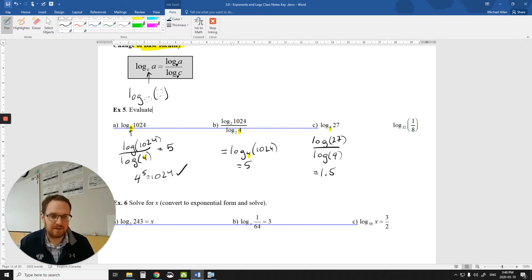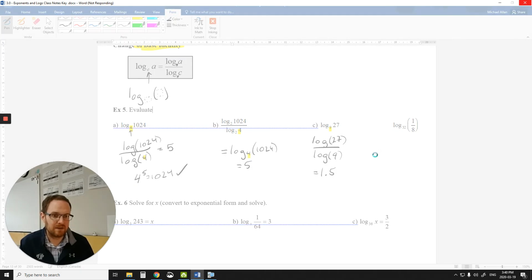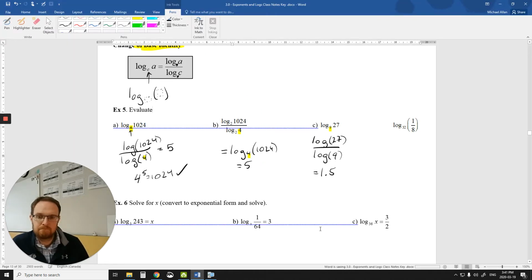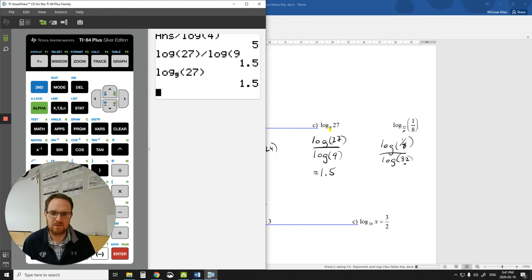So the same thing could happen here. This is base 32. So when I write this out in my computer here, as long as it doesn't crash on me. Okay, so if I want to write this as an identity here, I can say this is log of 1/8 over log of 32. And then you notice the 32 is on the bottom. You can punch that in your calculator and evaluate that. So let's see what that looks like.